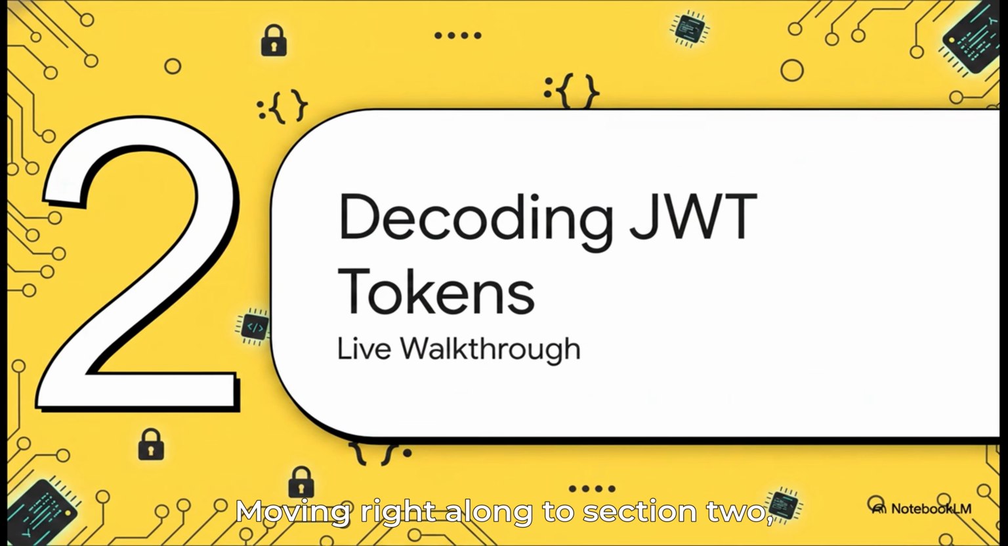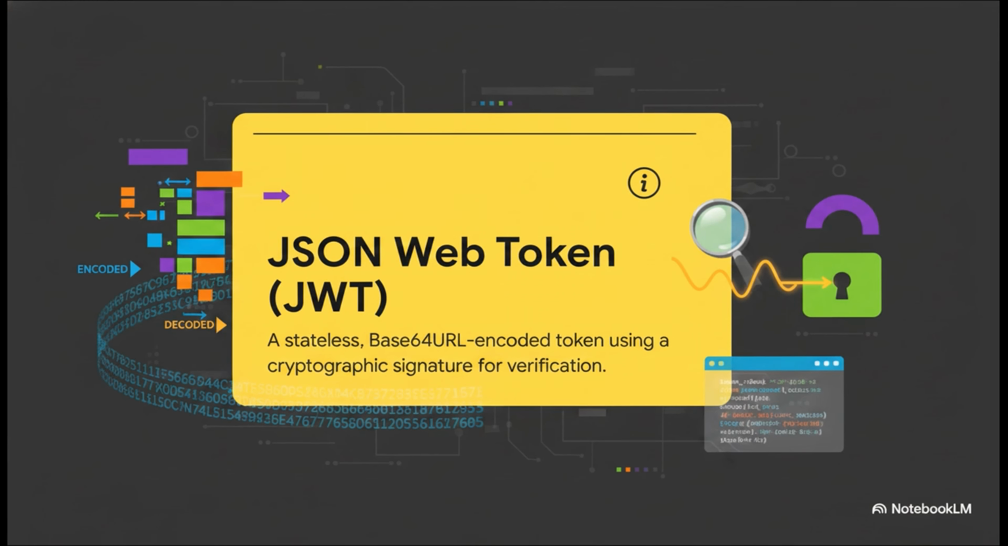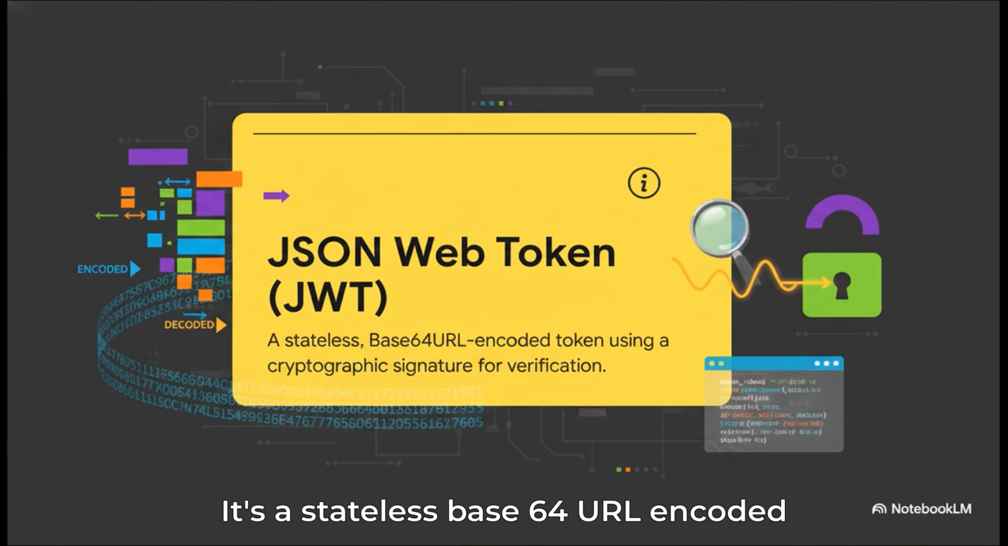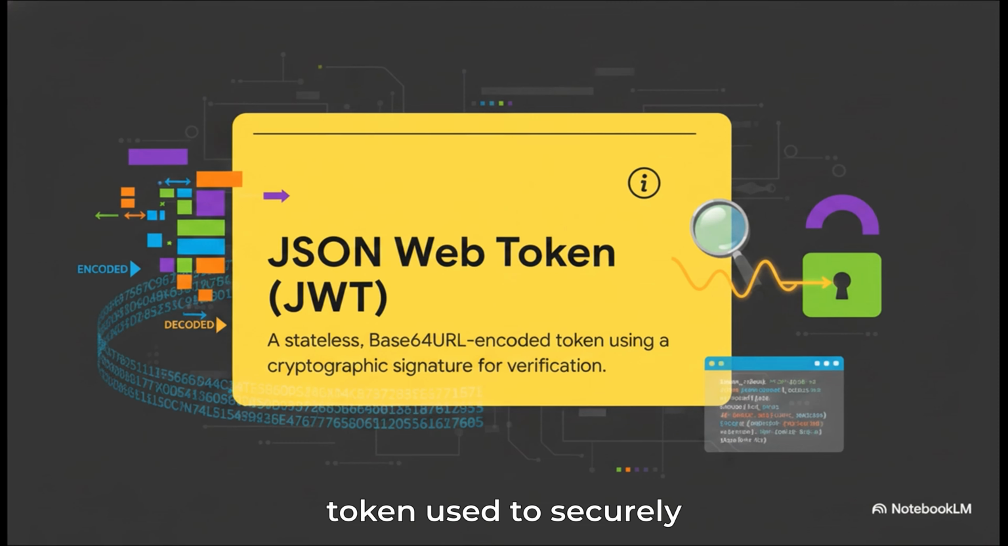Moving right along to Section 2, decoding JWT tokens live. So, what is a JWT? It's a stateless, base 64 URL encoded token used to securely transmit information. But pay very close attention to this next part. It is encoded, not encrypted.